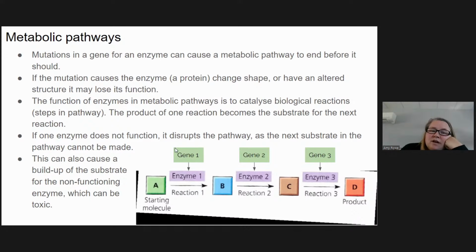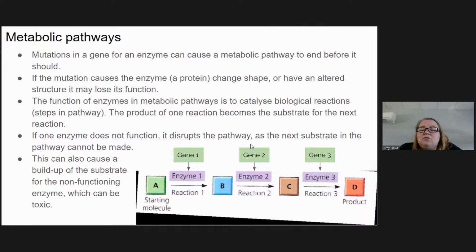Mutations in a gene for an enzyme can cause the metabolic pathway to end before it should. If the mutation causes the enzyme to change shape or to have an altered structure, then it may lose function or have reduced function. The function of enzymes is to catalyze the biological reactions, which are the steps in the metabolic pathway. The product of one reaction becomes the substrate for the next. And if one enzyme doesn't function, it can disrupt the rest of the pathway.